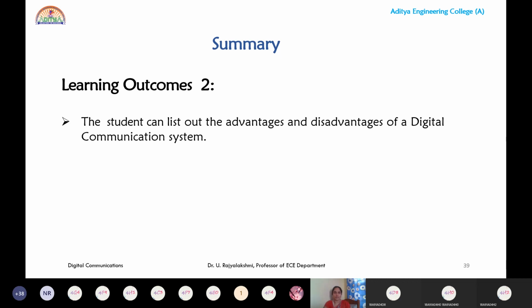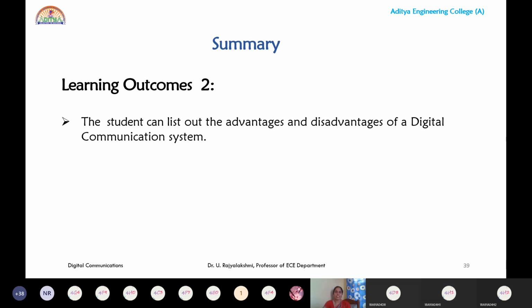Any other student? At least tell me one advantage. That is enough. Other than D8. As it is containing the regenerative repeaters, it can reduce the noise in the channel. Okay, H1. We have regenerative repeaters throughout the channel, so these regenerative repeaters will eliminate the noise. Very good.